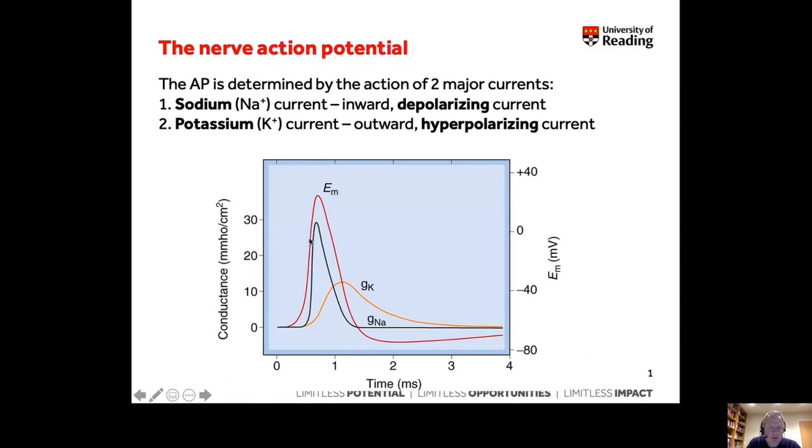This inward phase is largely due to the increased conduction of sodium. This hyperpolarizing phase is due to the opening of a potassium channel. Maybe importantly, sodium is an inward current because of the concentration gradient that I showed you on one of those previous slides. Potassium is an outward hyperpolarizing current because the concentration of potassium is higher inside the cell than outside the cell.